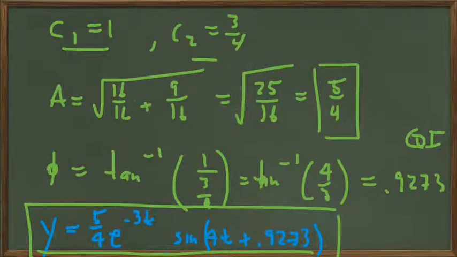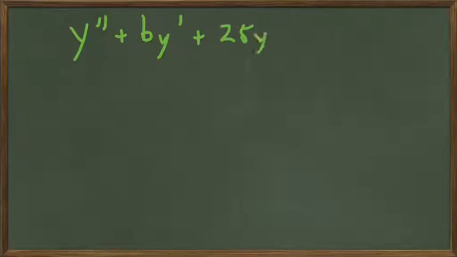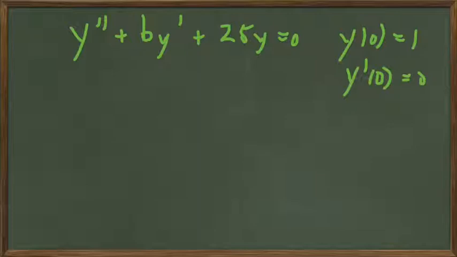which we can then use to solve for when the mass first returns to equilibrium, or when it has a max or a min. Let's do one final example. So we've done no damping, underdamped. Let's do now what is called critically damped. So remember, our differential equation was y double prime plus by prime plus 25y equals 0. Y of 0 is 1, and y prime of 0 was 0.